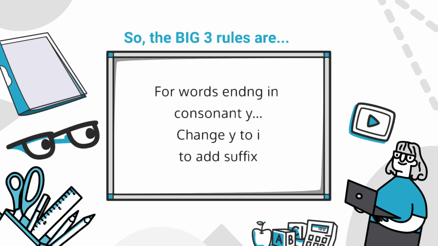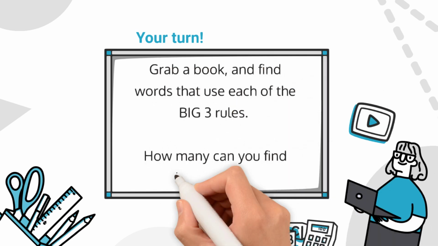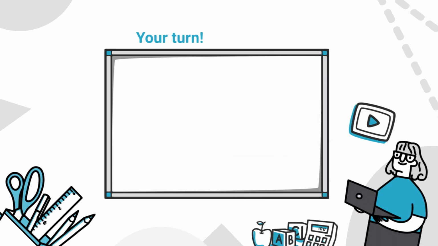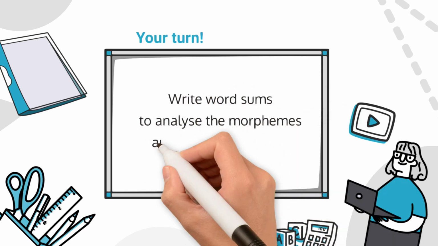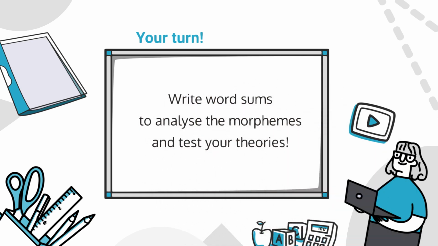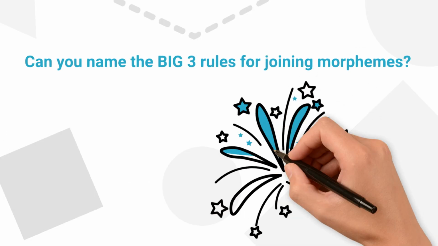It's your turn. Grab a book and find words that use each of the big 3 rules. How many can you find in 3 minutes? Write word sums to analyse the morphemes and test your theories. Can you name the big 3 rules for joining morphemes?